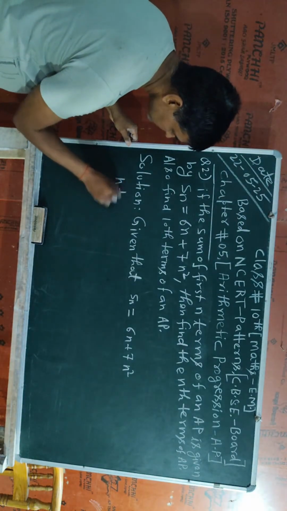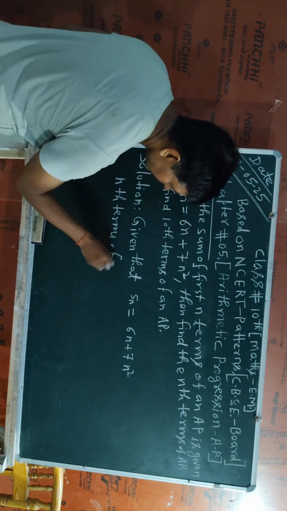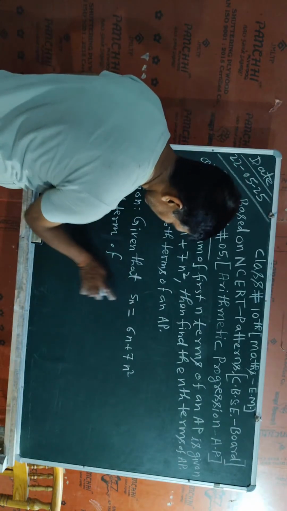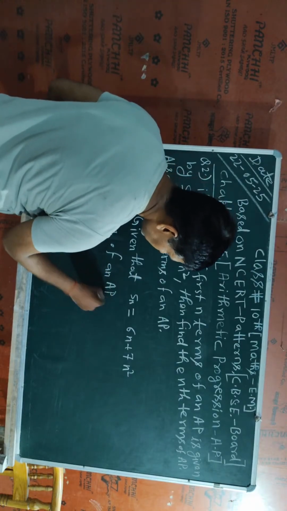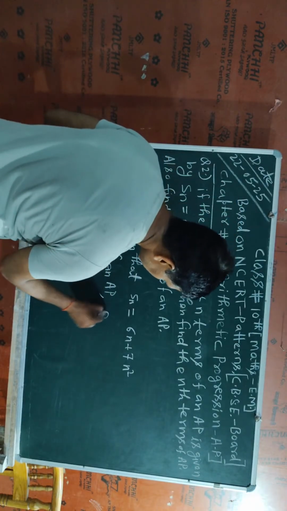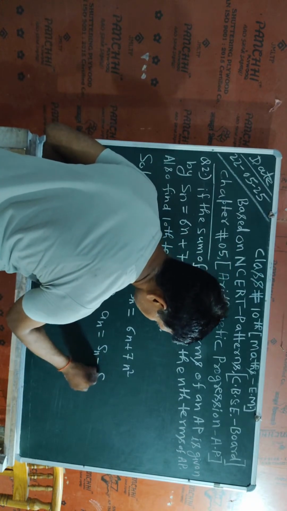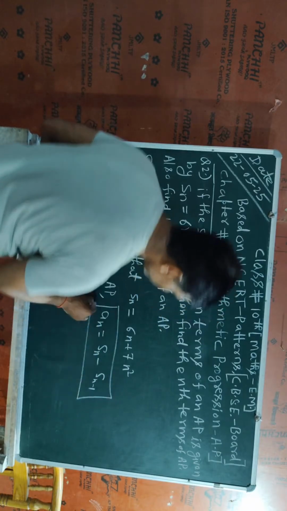The nth term of an arithmetic progression, written as a_n, is given as a_n = S_n minus S_(n-1). So this is the formula, and you have to remember it.